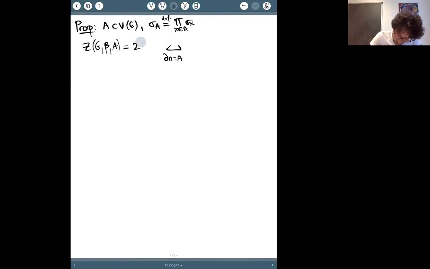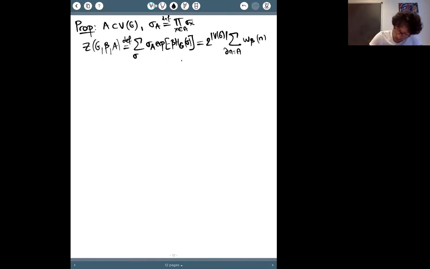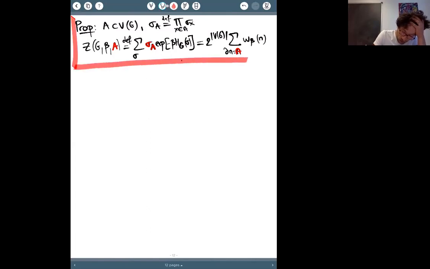Sorry, I should tell you what this thing is. It is the sum over sigma of sigma A exponential of minus beta H G of sigma. And this I claim is equal to 2 to the number of vertices times the sum over currents with sources A of W beta of N. So you can rewrite the partition function, and also the partition function with a twist of sigma A, like that. You can rewrite them in terms of currents, a weighted sum of currents, where the sum is running over currents with a certain source constraint.